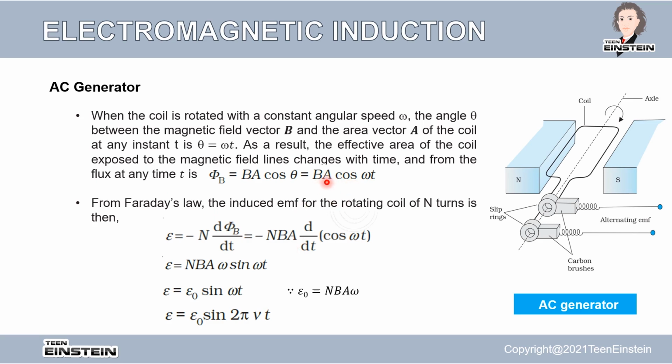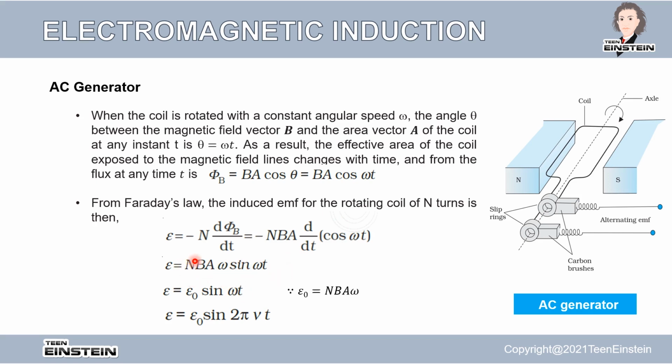B and A are constant. A is just the rectangular area of this, so it's a constant and we can take it out. We are not changing the magnetic field here. N and S are fixed. So we have minus NBA d by dt of cos omega t, right? So it's like a wave, cos omega t. Now, if you differentiate cos omega t, you get minus sin omega t. So this minus gets cancelled, and you have NBA omega sin omega t.